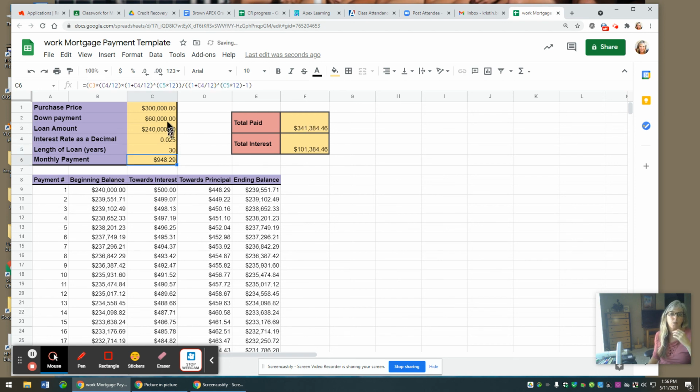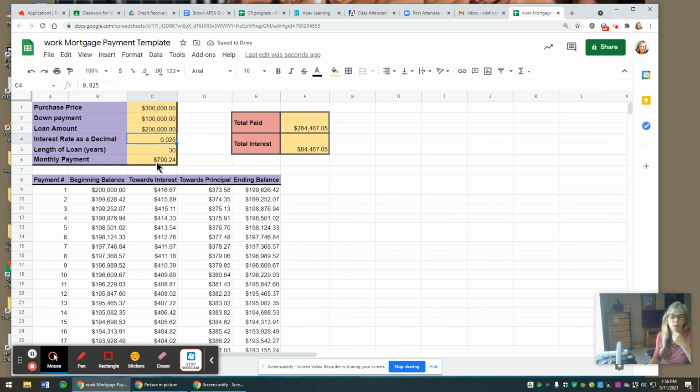So 30 years. But what if, now this is why we should have had formulas in here, if we change this number, if we have more, let's say we have 100,000 to put down. That means our loan would be only 200,000 instead of 240, right? So let's change that. We're going to put $100,000 down. And that means our loan is only 200 because the house was 300. We put 100 down, so we only need 200,000 to get a loan from the bank.